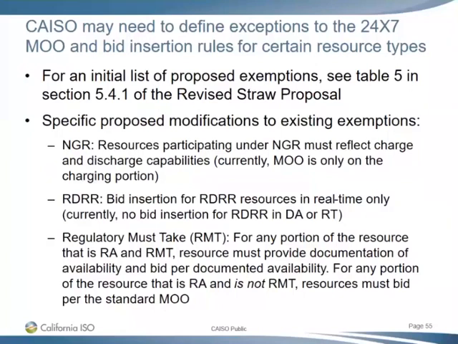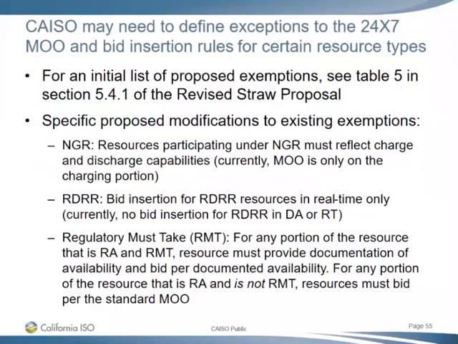And then for regulatory must-take units, we propose that any portion of the resource that is RMT, the resource should provide documentation of their availability to the CAISO beforehand and bid per their availability. And for any portion of the resource that is RA and is not regulatory must-take, it would bid to the standard must-offer obligation.